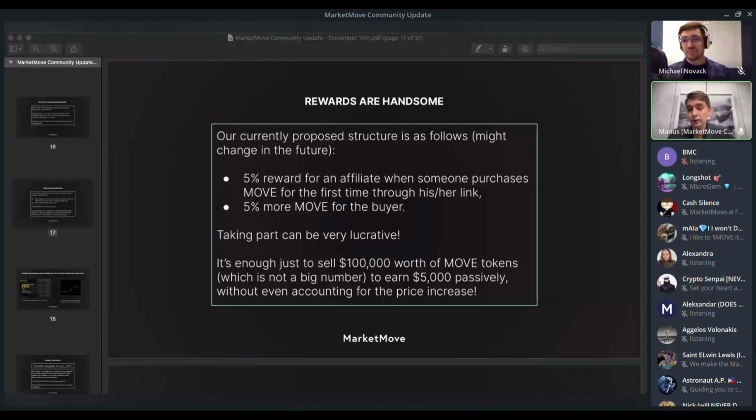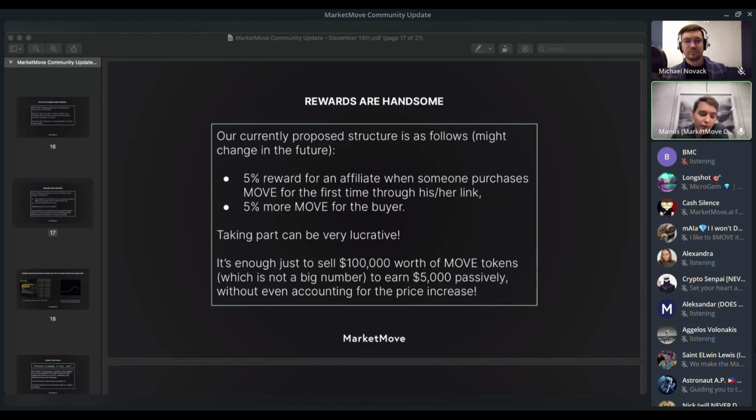And the way it's going to work is that this program will not work through, for example, PancakeSwap or KuCoin or any other medium. Just our own MarketMove AI website. It doesn't exist yet, so just don't go there.